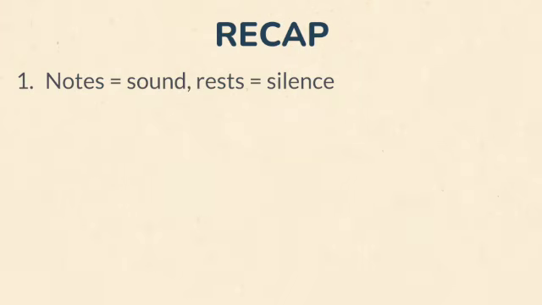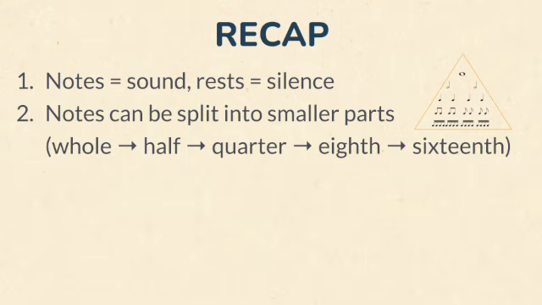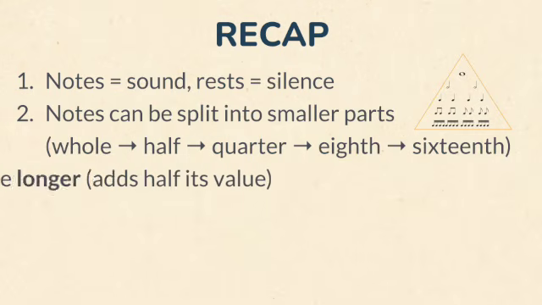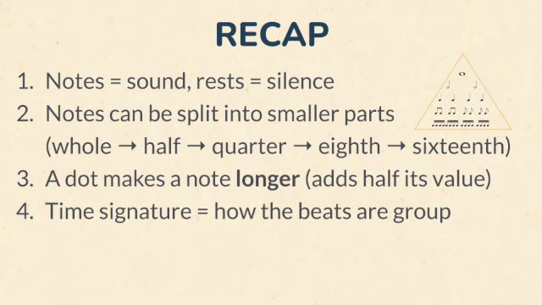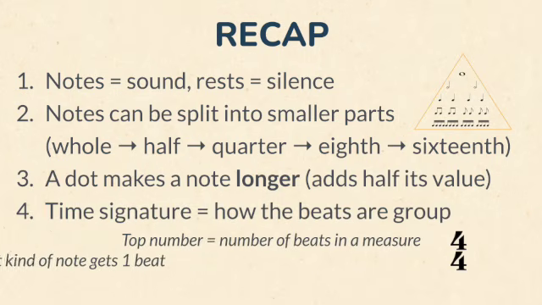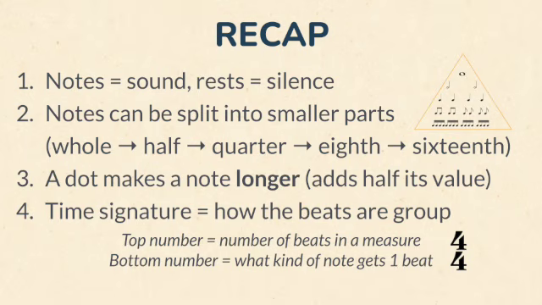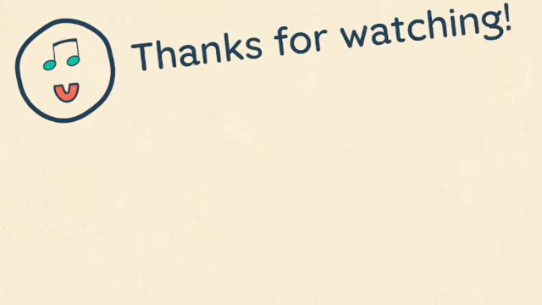Here's a quick recap. Notes make sound and rests make silence. Notes can be split into smaller parts, and a dot makes a note last longer. The time signature shows how beats are grouped. The top number tells you how many beats are in each measure, and the bottom number shows which note gets 1 beat. Thanks for watching.